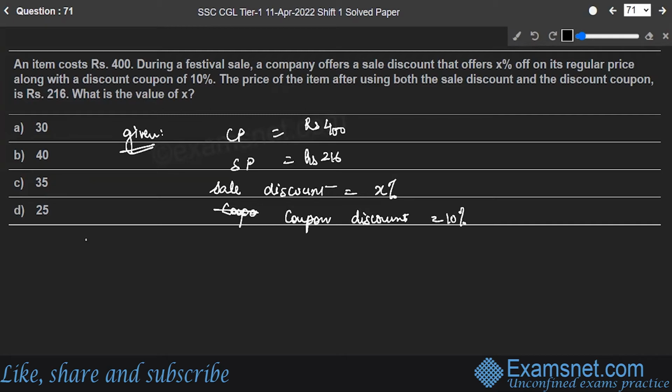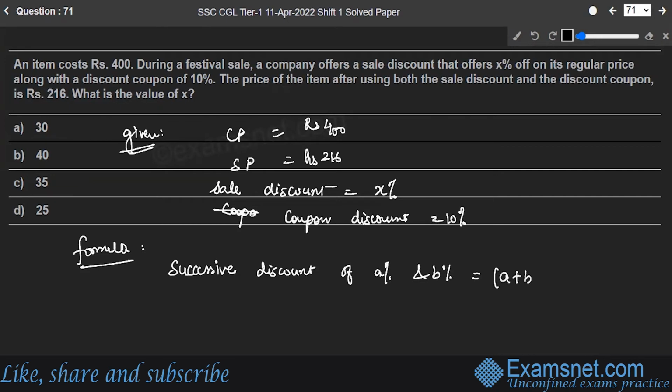Right? The formula we'll be using in this question, because these are the main things: successive discount of A% and B% is given by A plus B minus A times B upon 100 percent. And discount percent is given by discount upon SP into 100. This is the discount percentage. Also, SP means selling price. Okay, let's move with the solution now.